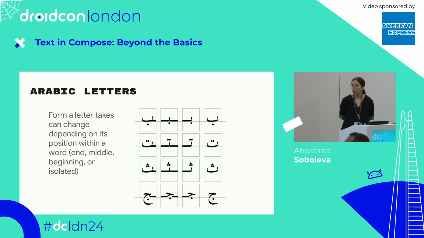Another example will be with Arabic, where a single code point can actually result in multiple glyphs. So depending on the position within the word, we should be choosing different glyphs. So in this example, you can see 4 different Arabic letters using 4 different glyphs for 4 different positions: start, middle, end of the word, or isolated.